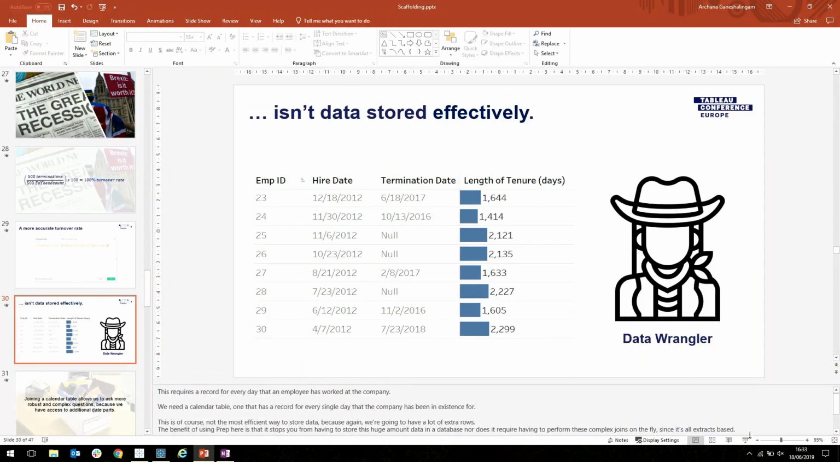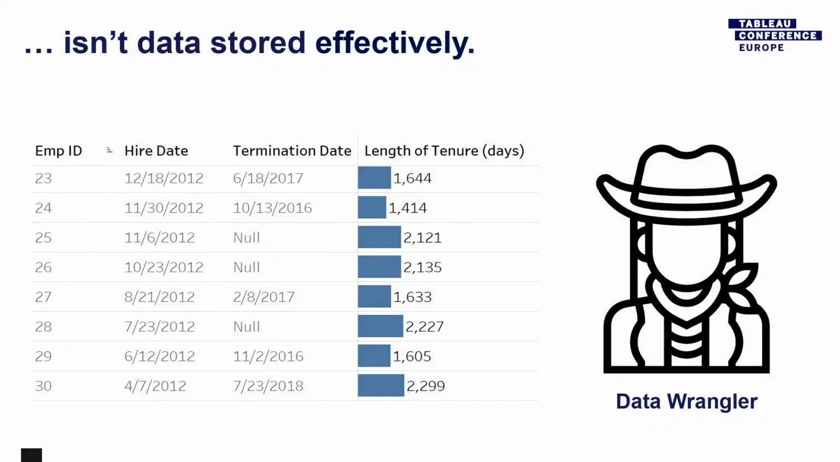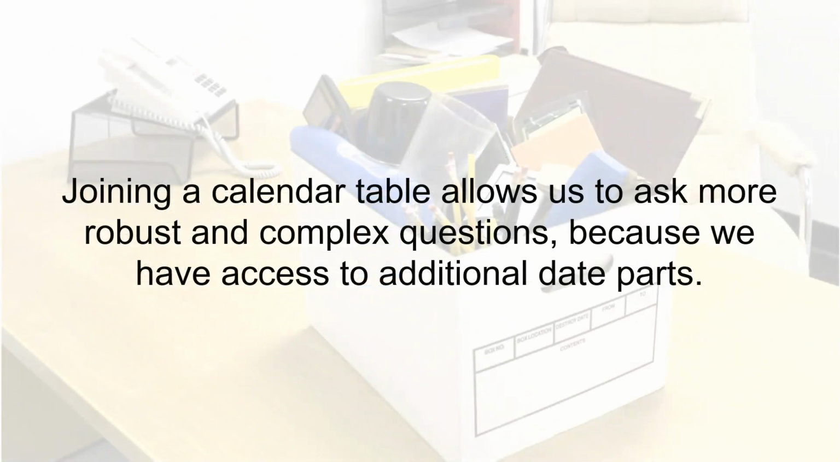So back to our slides to recap. Scaffolding our headcounts data with a calendar table helps us understand employee tenure and turnover at a daily level. Joining in that calendar table asks us to ask more robust and complex questions because we have access to the additional date parts. With that viz I showed you, I could easily just hit the plus and go to a quarterly turnover rate, a monthly turnover rate, a weekly turnover rate if I wanted to.